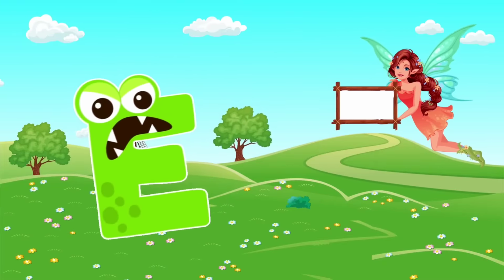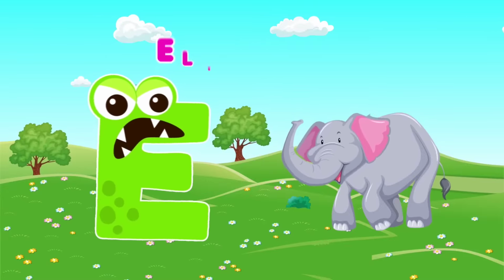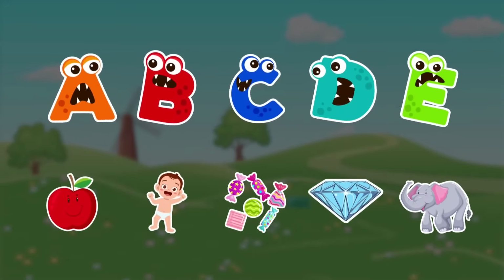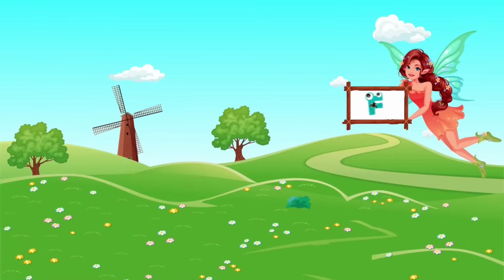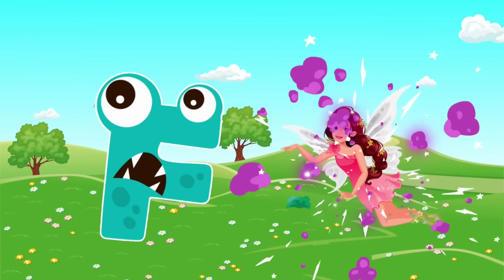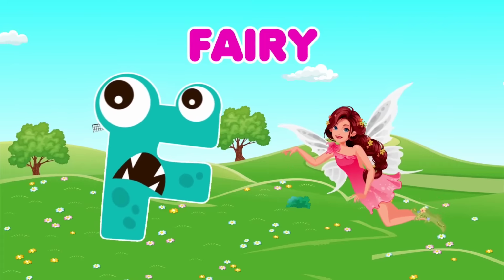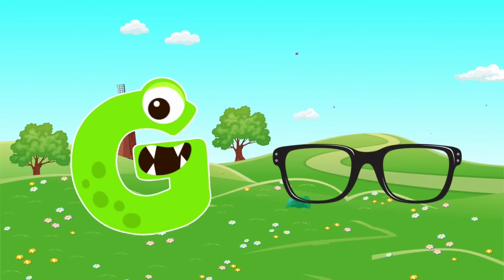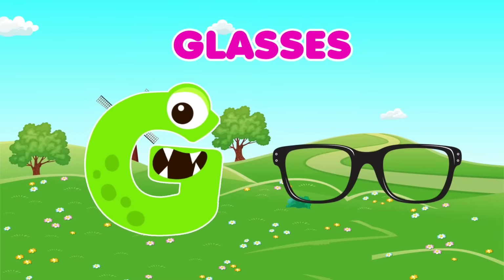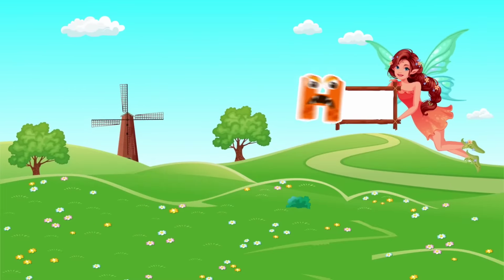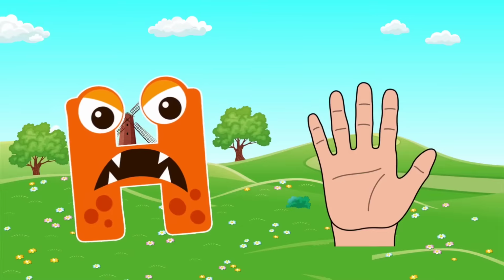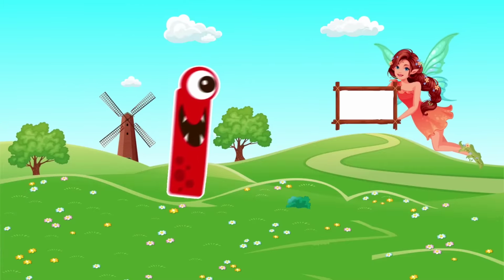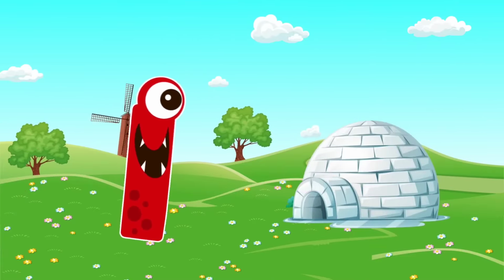E is for elephant, e, e, elephant. F is for fairy, f, fairy. G is for glasses, g, g, glasses. H is for hand, h, h, hand. I is for igloo, I, I, igloo.